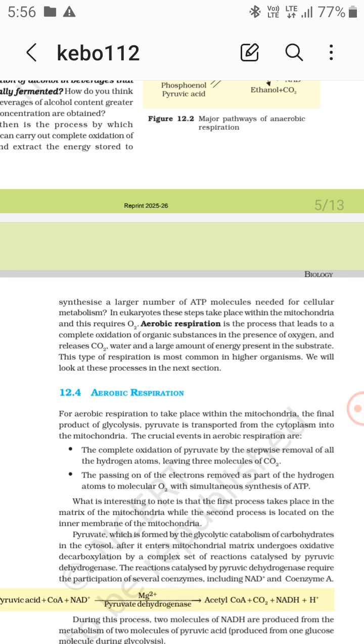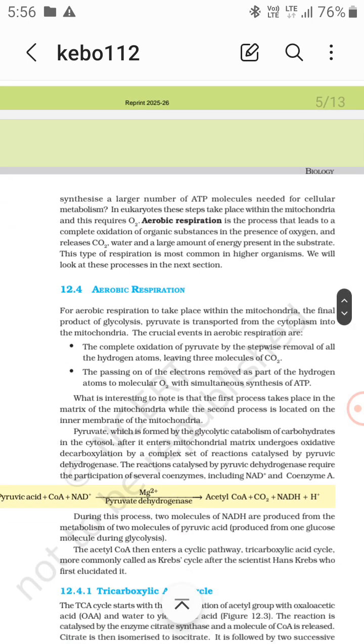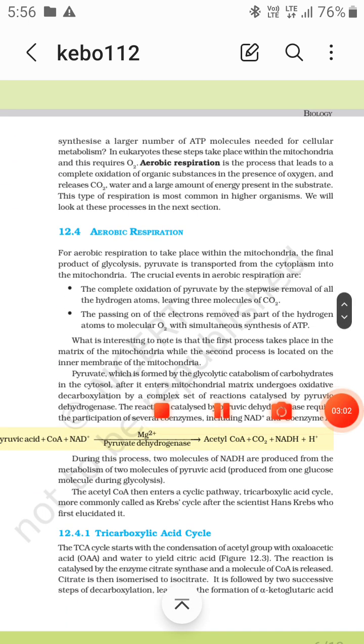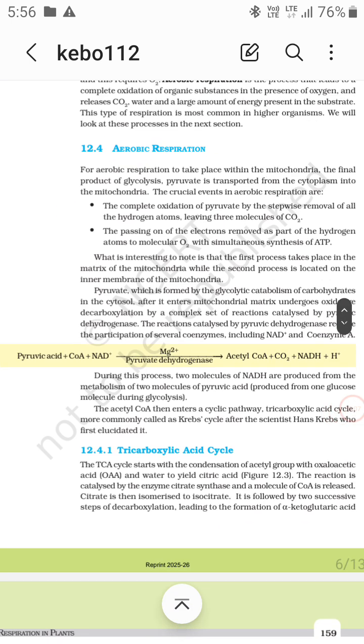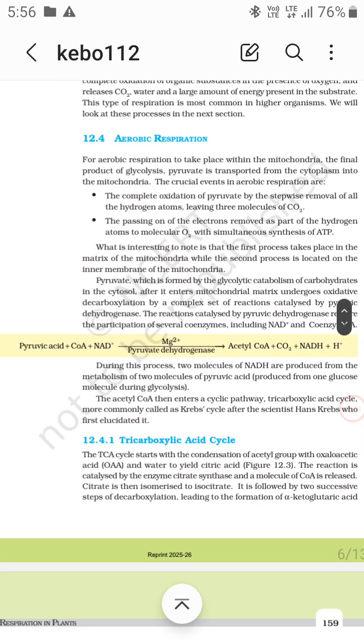Aerobic respiration is the process that leads to a complete oxidation of organic substance in the presence of oxygen and releases CO2, water and a large amount of energy. Now aerobic respiration.